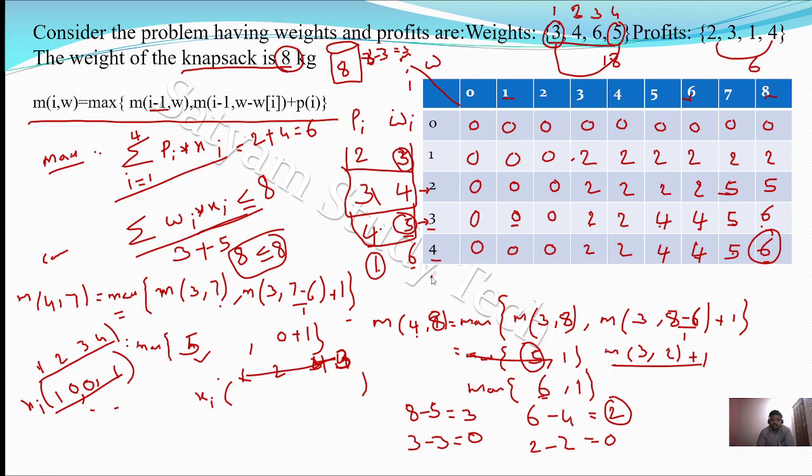Okay, in later classes we will discuss one more example for the 0 1 knapsack problem by using the set method.